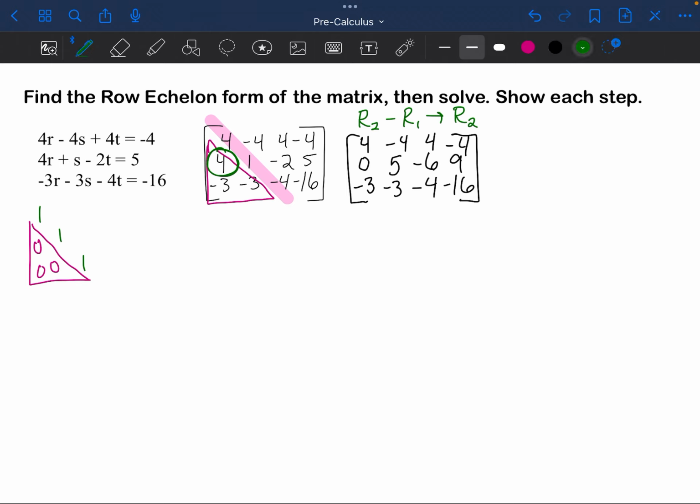And then let's go ahead and do another one. So I'm going to keep going to the right. Now, you know what I want to do? I want to get a 1 right here so that I can easily zero out this one on the bottom. So in order to do that, I'm going to multiply row 1 by 1/4, and I'm going to replace that first row. So all I'm doing is dividing everything by 4, so that'd give me 1, negative 1, 1, negative 1. Row 2 stayed the same, row 3 stayed the same.